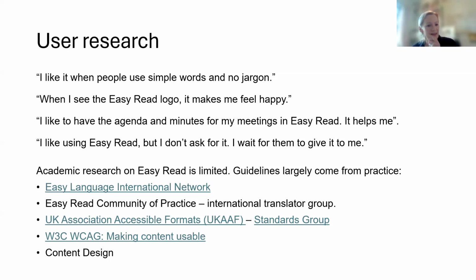And then recently, as part of the UK Association of, I think that's alternative formats actually, I might have put the wrong word there, UCAF, we have started a standards group. So we're collating all this knowledge and trying to agree a UK standard. UCAF are also responsible for Braille, audio, large print, and e-text standards for accessibility. So that's really exciting progress there.